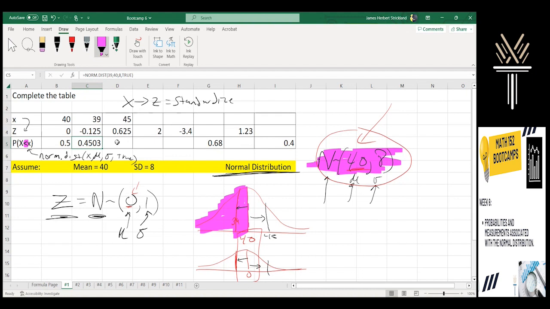Now 45 is much bigger than 40, so now I'm finding the probability starting at 40 and going all the way to the left. So I should get a calculation bigger than 50%. I won't know what it is, but it should be bigger. Norm.dist, given 45, given 40, deviation's 8. Always, always true, right? And there's my probability, about 73%.